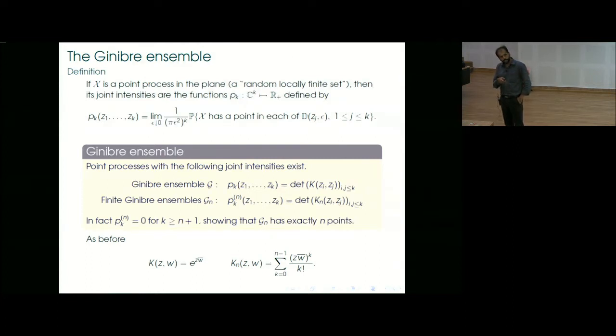So how to describe a random infinite set? This is very familiar to physicists, by what are called correlation functions. These joint intensities are usually called correlation functions. So you calculate the correlation function at z1, z2, zk. It is essentially, I have made a mistake here.